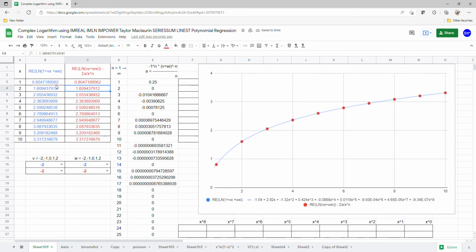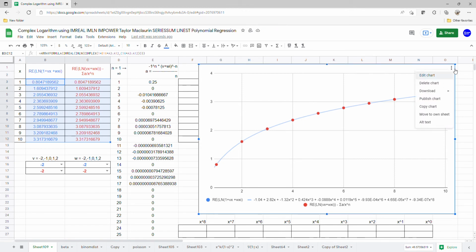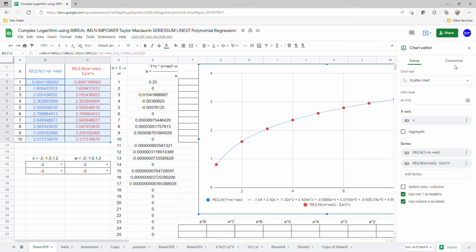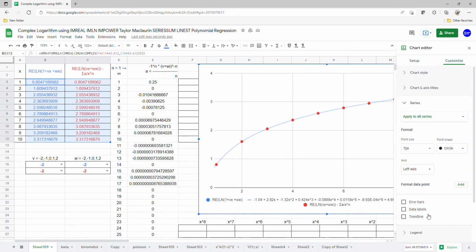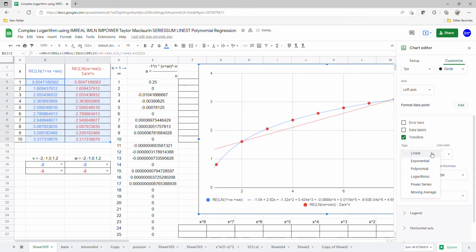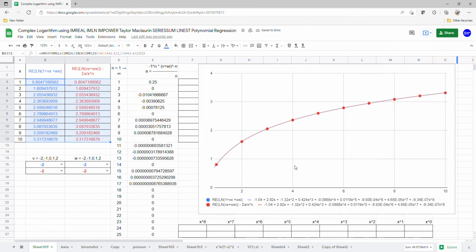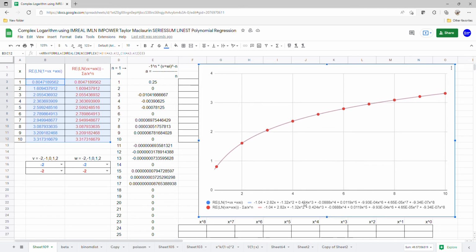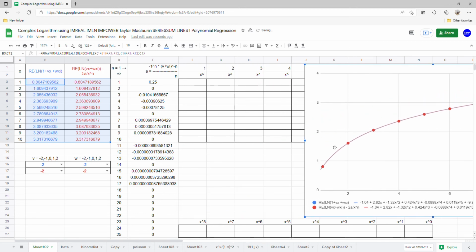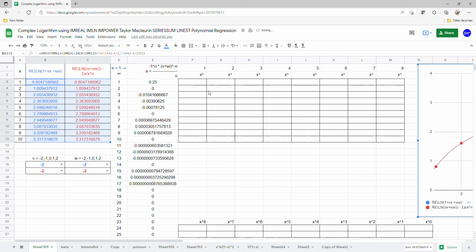These values are exactly the same, but we need to show the polynomial as well. So edit chart, customize, series, trend line, the type polynomial, the degree 8, and for the label use the equation. Now we have the equation. We calculate this polynomial regression coefficient using LINEST. To do that, we complete the LINEST matrix. Starting with the power, we have the power 1 to 8.